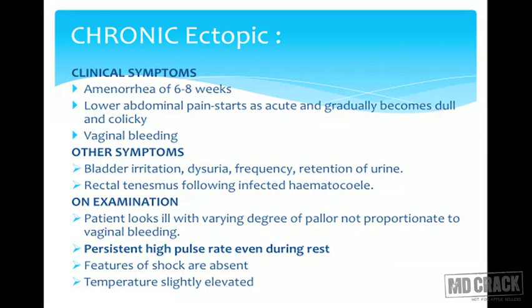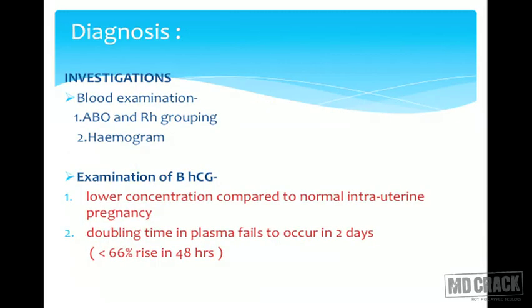On examination, these patients look ill. The patient has an ill-looking face, with varying degrees of pallor depending on the amount of blood she has lost in the peritoneal cavity. Persistent high pulse rate. Even at rest, she would have tachycardia. Features of shock will not be there, but an ill-looking patient with tachycardia and some rise in body temperature would tell us that maybe she is having chronic ectopic.